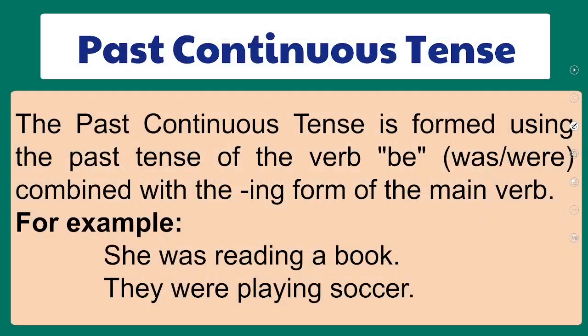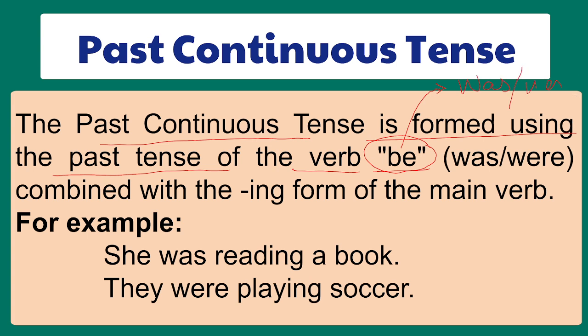Let's find out. Here is the structure. The past continuous tense is formed using the past tense of the verb be. So you have read about the be family, like is, am, are, was, were. In the be family, what are the members from the past? Was and were.